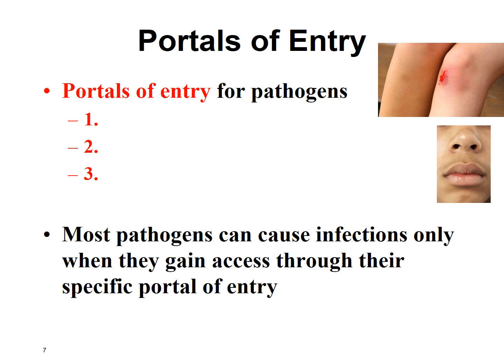So if they're in the wrong spot, they won't be able to get in and cause disease. So for example, the flu virus, if you get that on your hands and then you wash your hands, you won't get the flu. And that's because the flu virus can't enter through the skin. But if you didn't wash your hands and then rubbed your eyes or your nose, or maybe you ate something, then it could enter in through those mucous membranes.